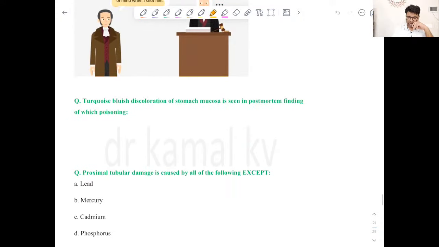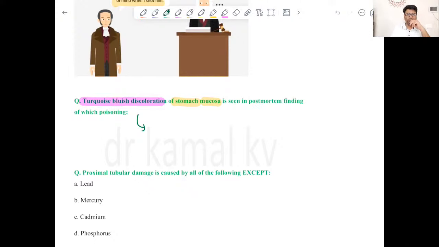Now, turquoise bluish discoloration of stomach mucosa. This is a post-mortem finding for which poisoning? Turquoise bluish discoloration. Any idea? Turquoise blue discoloration of stomach mucosa.